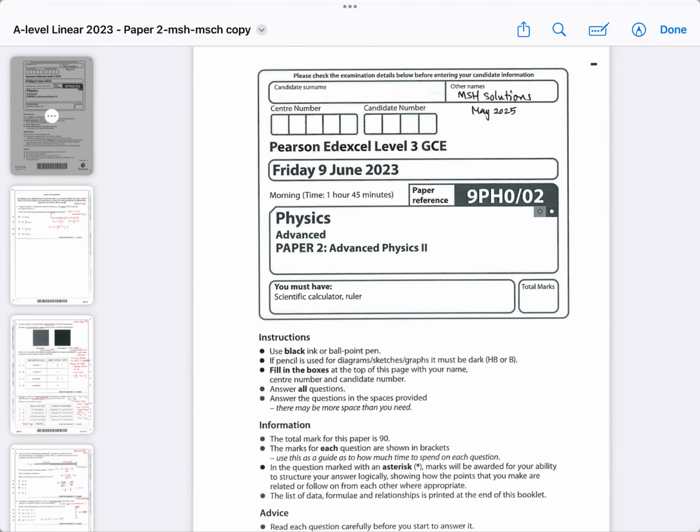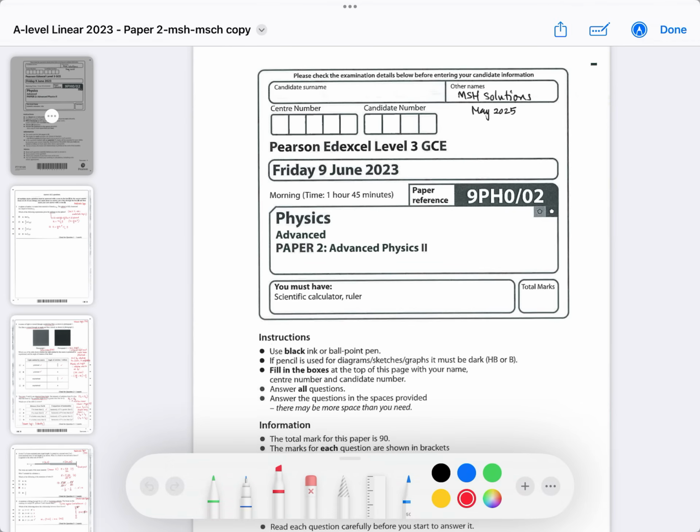Okay, today I'm going to go through part 4 of this run through. I did parts 1, 2 and 3 a few days ago, and unfortunately I was too busy to complete the rest of the paper. So this is the Pearson Edexcel Linear Physics exam, and it's paper 2, which is also called Advanced Physics 2.